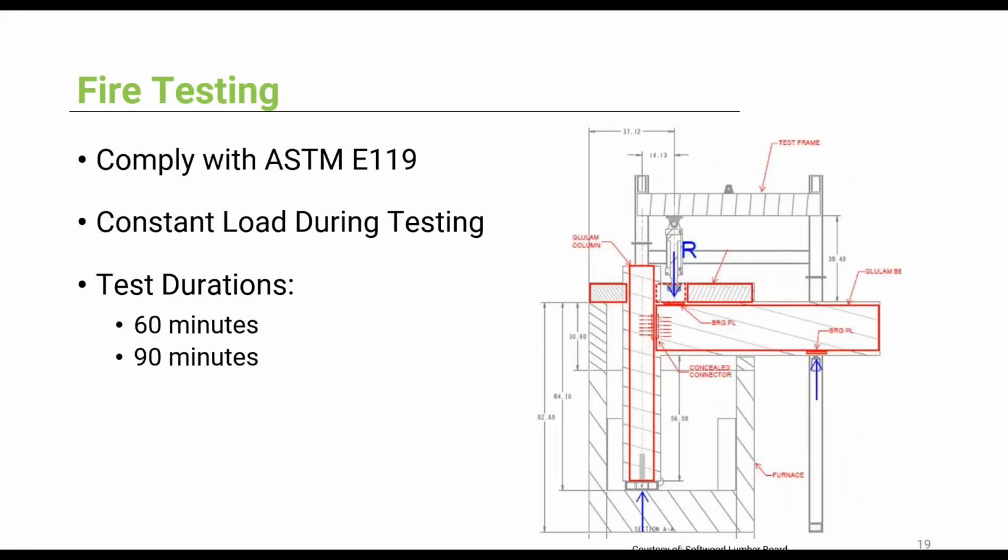Let's look at the testing a little bit more closely. The testing was all done complying with the ASTM standards. A constant load up to 16,000 pounds or 73 kilonewtons was applied to the configuration. Originally, the test setup was designed for 60 minutes of fire, but we saw that we can actually push the test to 90 minutes. The configurations that were tested were the single Rikon, the double Rikon, and the McGant connections.